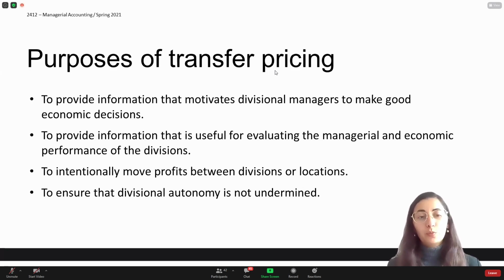We also want to provide information that is useful to evaluate the economic performance of the divisions. And we want to intentionally move profits. We might want to intentionally move profits between divisions or locations. When you think about this in terms of multinational organizations, they might want to move profits. Why? Who can tell why companies might want to move profits between different divisions or different locations?